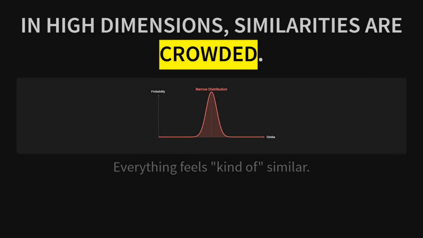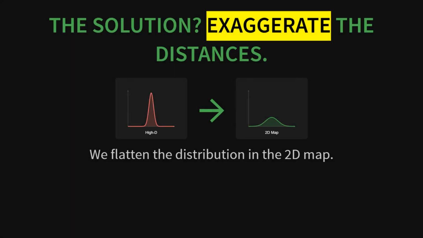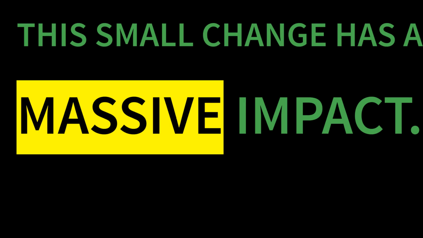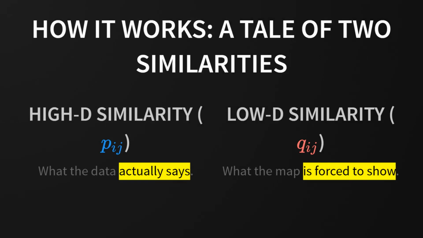Here's the core problem we need to solve. In the original high-dimensional space, the similarity distribution is very narrow. This means it's hard to tell if two points are truly close or just moderately close. So what's the trick? We intentionally transform this distribution. We take that narrow, pointy curve and flatten it out for the 2D map. This creates more separation. This isn't just a minor adjustment. This single change is the entire secret behind creating those clear, well-separated clusters you see in a t-SNE plot. It's everything.